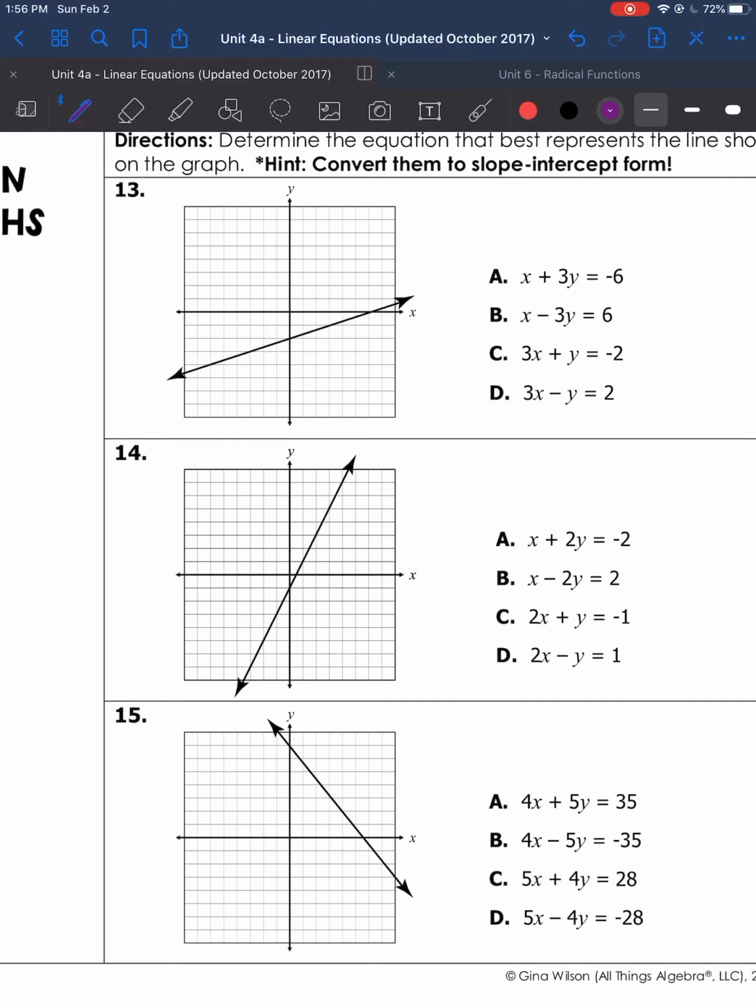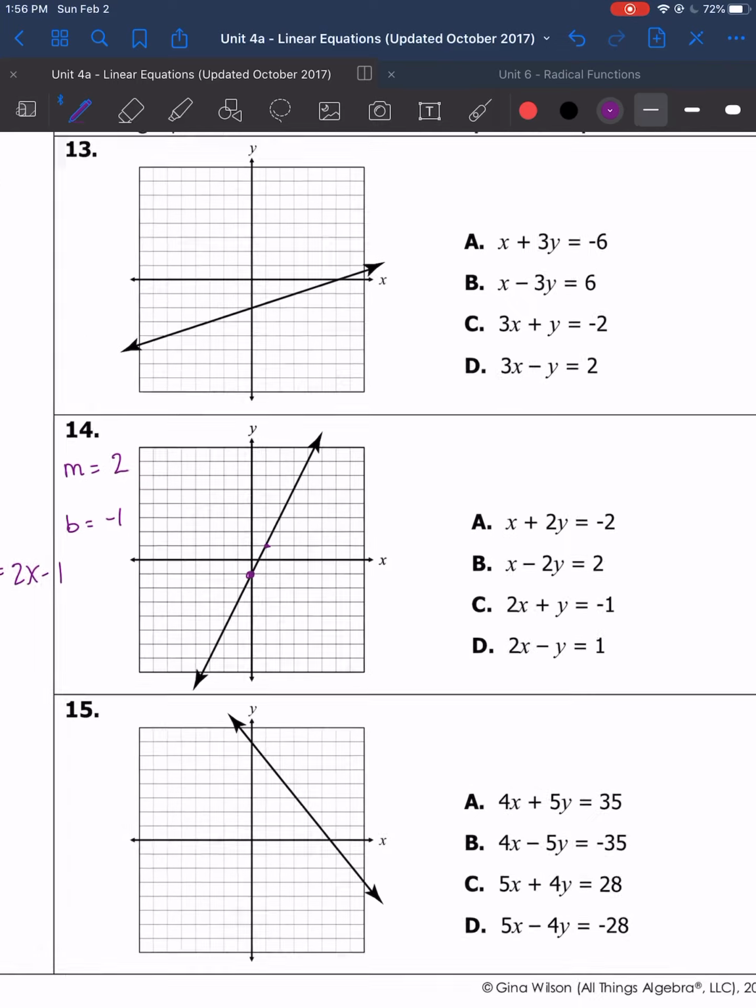But before we do that, let's look at our graph and figure out what our slope is and figure out what our y-intercept is. Well, our y-intercept is right there, so that's -1. And my slope, let's just pick another point on my graph. Let's pick that. So it's 2 over 1, or 2. So we want something that looks like 2x minus 1.